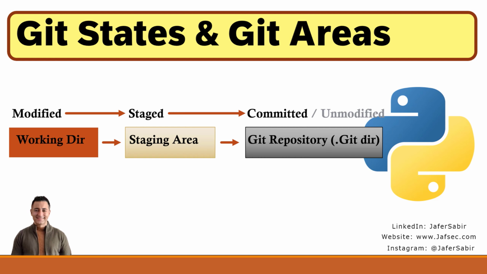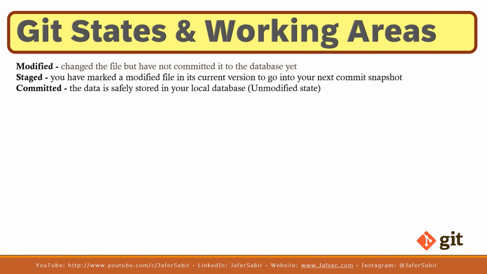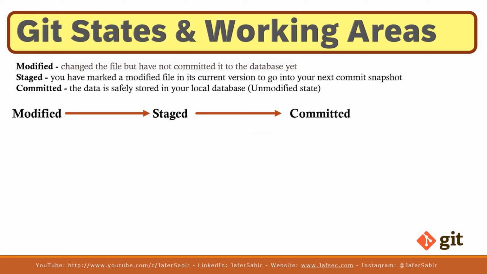Before we get into the command line, it's also useful at this point to know about the different states of a Git file. The first one is the modified state. So in this state, changes have been made to the file, but they have not been committed to the database yet. Then the next state is staged. We've just spoken about stage. In stage, you have marked a modified file in its current version to go into your next commit. So you have got the file ready to be committed, and this is the staged state.